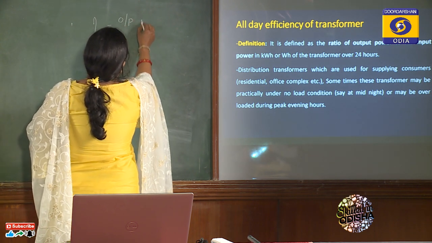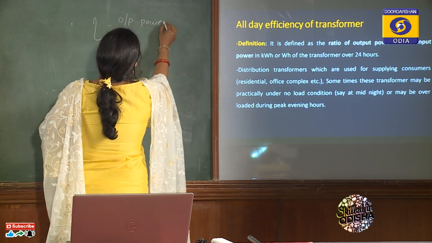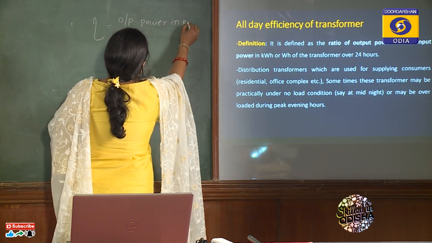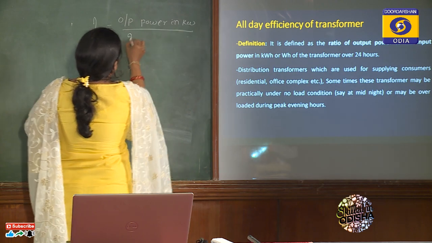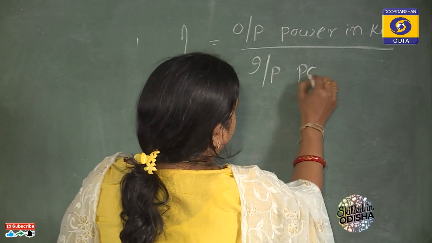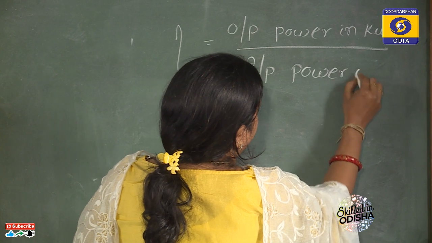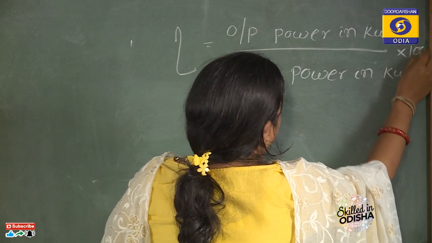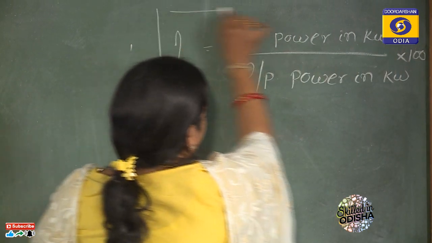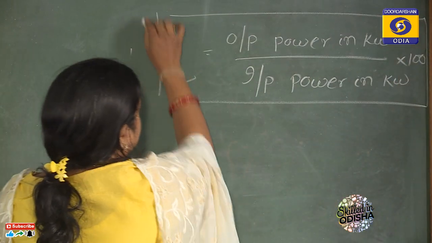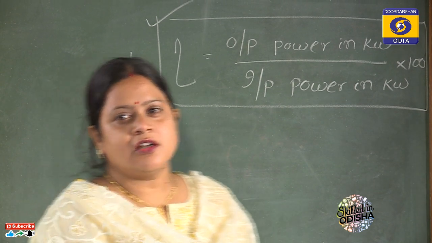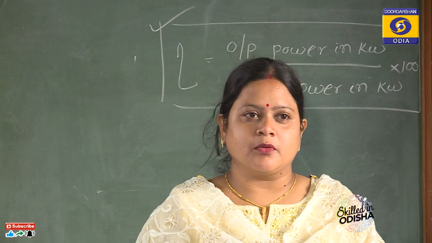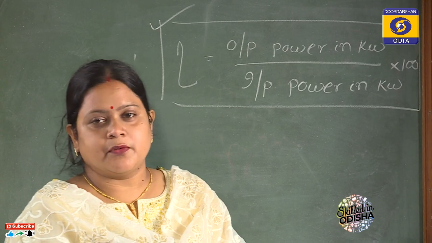output power in kilowatt divided by input power in kilowatt into 100. That is the efficiency of a transformer, which is also known as the commercial efficiency or general efficiency of a transformer. So what is all-day efficiency?